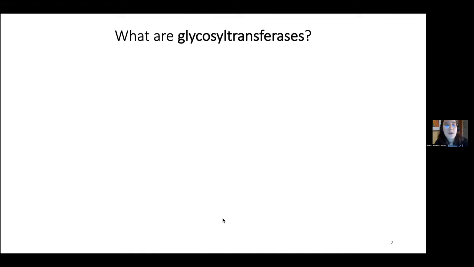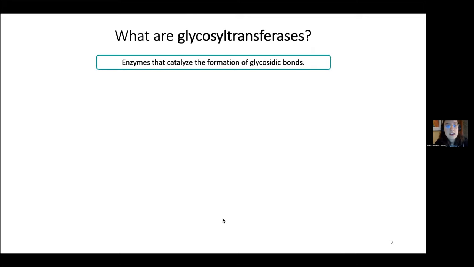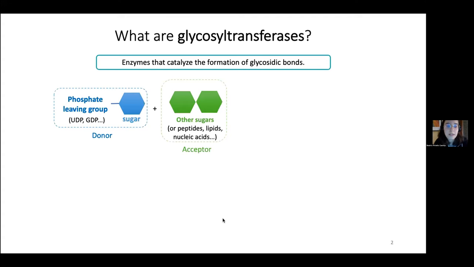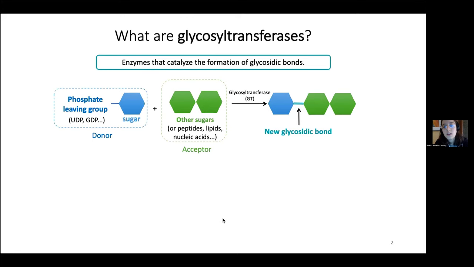But first, before, I would like to introduce a class of enzymes that are glycosyltransferases. Glycosyltransferases act on carbohydrates and they catalyze the formation of glycosidic bonds. To do so, they bind two molecules, one which is called the donor, which is usually a sugar attached to a phosphate leaving group, and another one which is an acceptor, usually another sugar, but it can also be a peptide or a lipid, a nucleic acid. And so the glycosyltransferases transfer this sugar moiety to the acceptor, forming a new glycosidic bond.